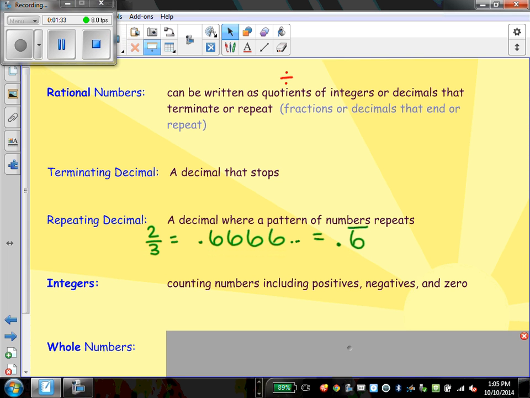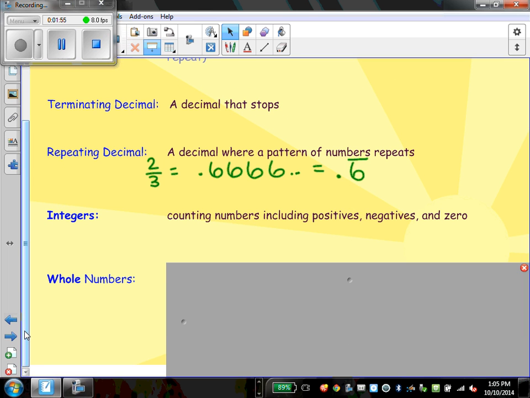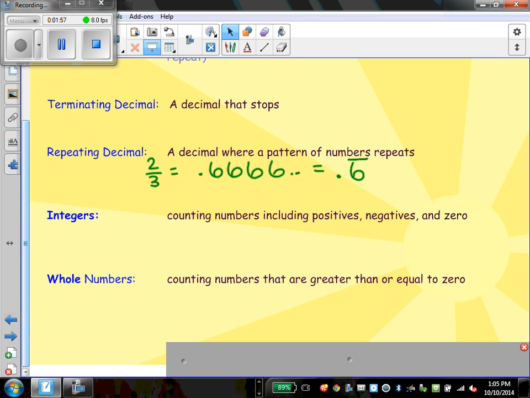Integers, we've talked about before. Integers are your counting numbers. They include positives, negatives, and 0. So -1, 0, 1, 2, etc. And then last up, we have whole numbers. And whole numbers are going to be your counting numbers that are greater than or equal to 0. So beginning at 0 and moving in the positive direction. 0, 1, 2, 3, 4, etc.